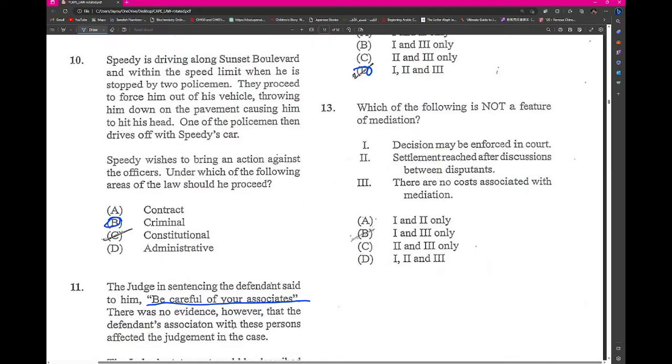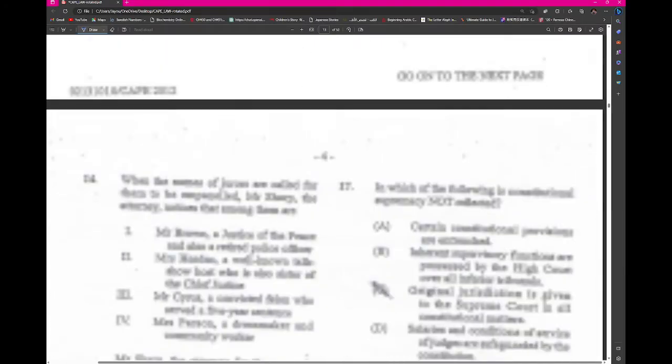Give me one moment there. Which of the following is not a feature of mediation? Decision may be enforced in court. That's true. Settlement reached through discussions between disputants. There are no costs associated with mediation. No cost at all. I would believe that it's 1 and 2. I don't know where that answer came from.